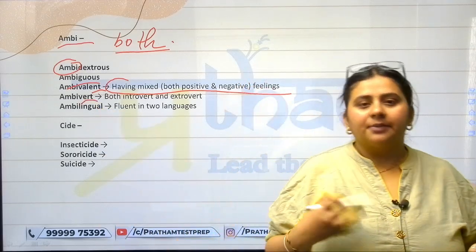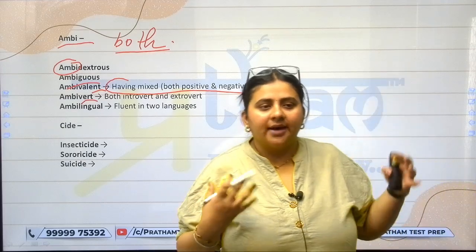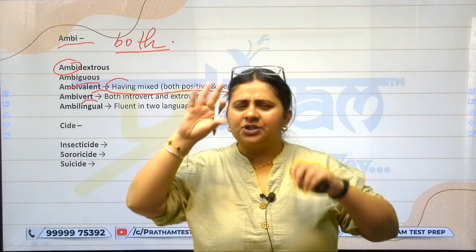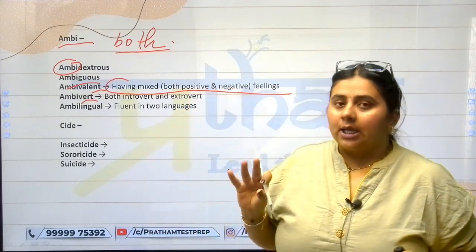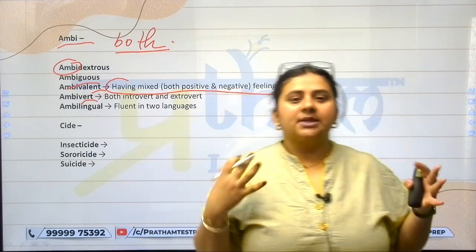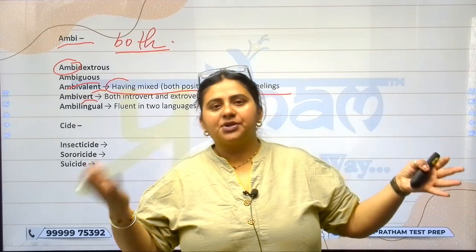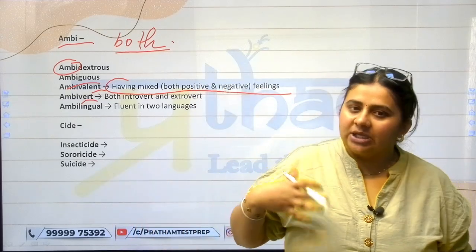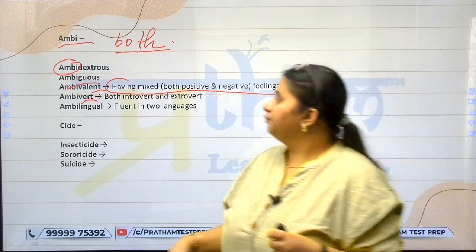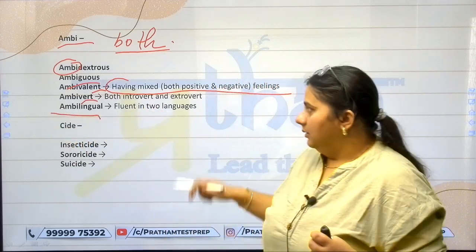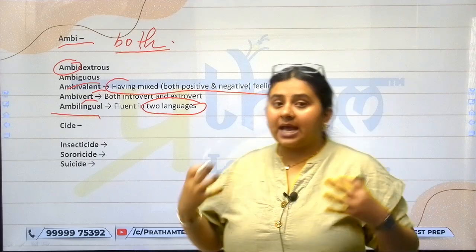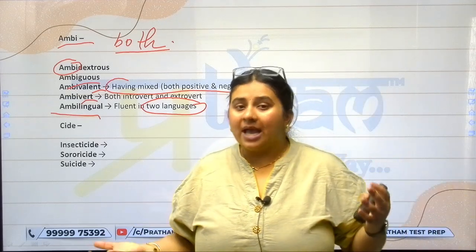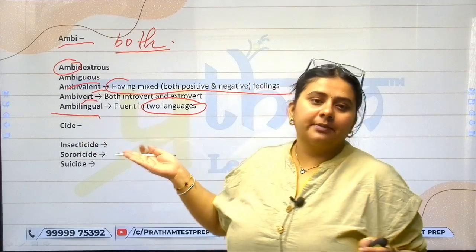Ambivert. You would have seen there are some people who are introvert, who do not speak much. There are some people who are very extrovert, like chatty people who speak a lot. Then comes your ambivert. A person who's a mixture of both, introvert and extrovert. जिधर जिधर उनको लगता है कितना बोलना चाहिए, so they speak, otherwise they do not. Ambilingual, fluent in two languages, as in I am an ambilingual person. If I wish to say I know Hindi, I know English, so I can be called an ambilingual person.